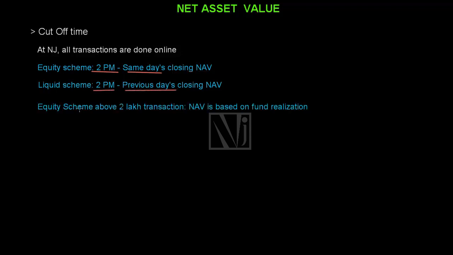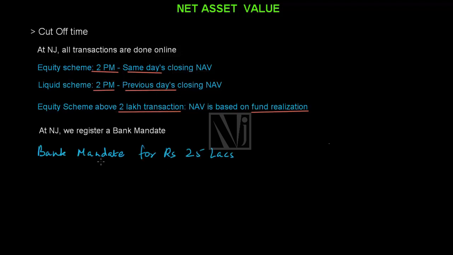Further, it is important to note that in case of an equity scheme, if the transaction amount is above rupees 2 lakh, then the NAV is based on fund realization and not just submitting the application. At NJ, we register a bank mandate. So if the bank mandate for an investor is registered for rupees 25 lakhs, then no check will be required from him for a transaction of up to rupees 25 lakhs.